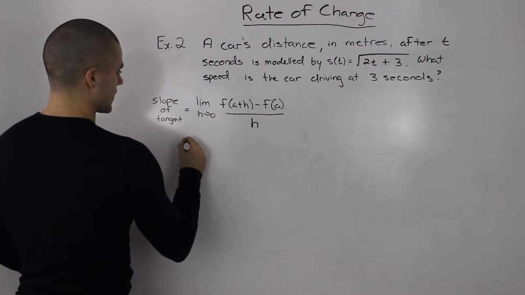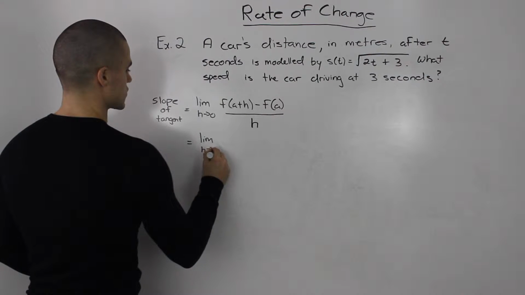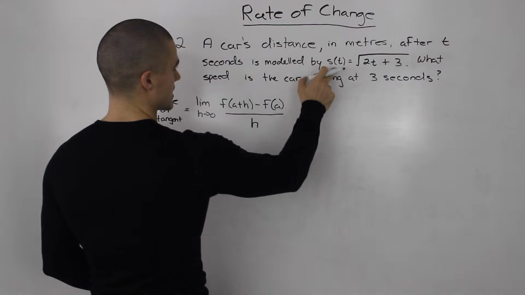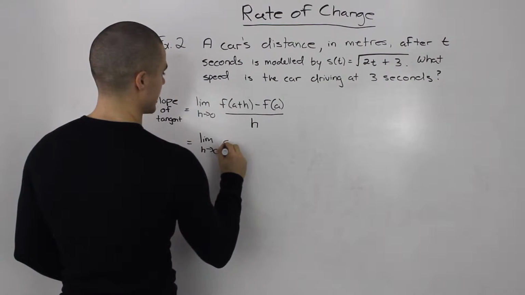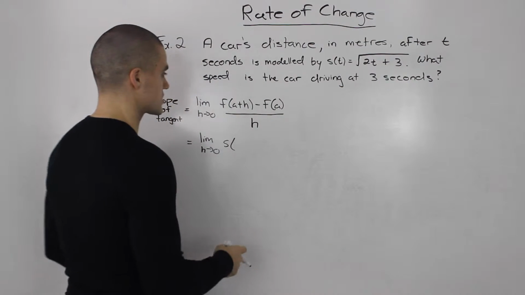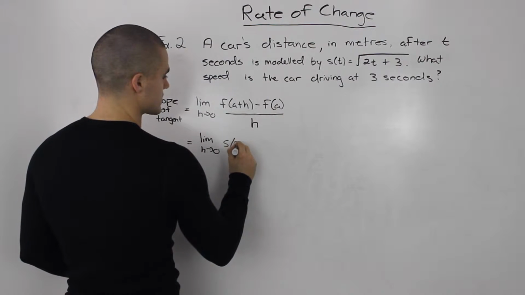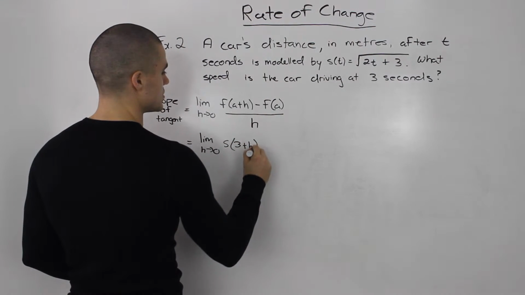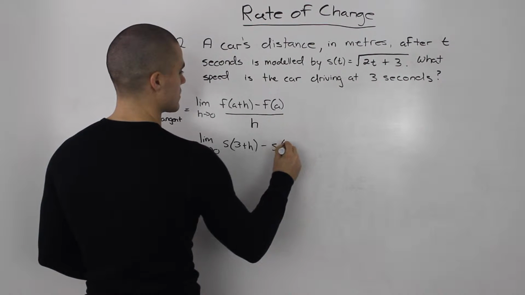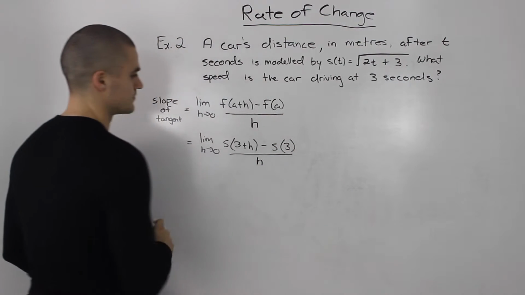Now let's rewrite this formula in regards to this question. So our f in this case is s, and our a value is going to be 3. We're looking for the speed at 3 seconds. So it's s of 3 plus h minus s of 3 all over h.